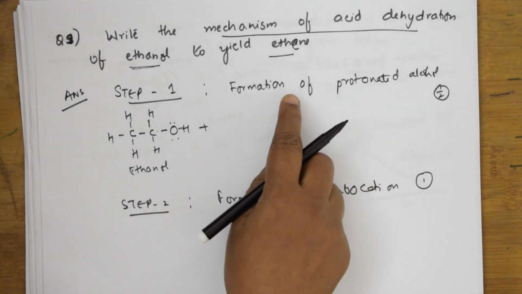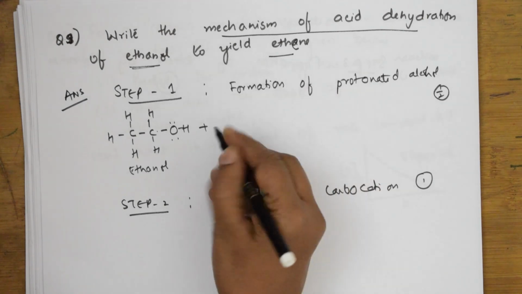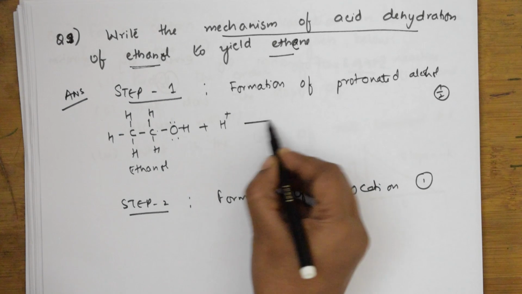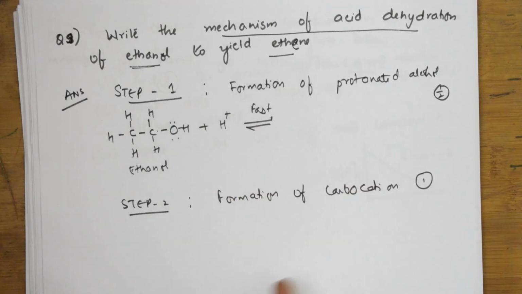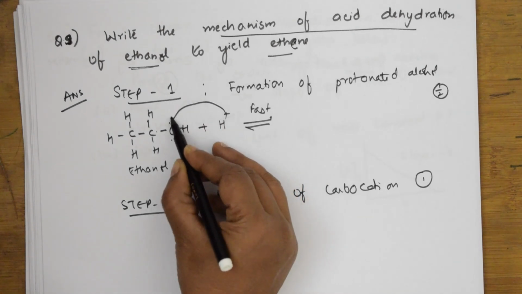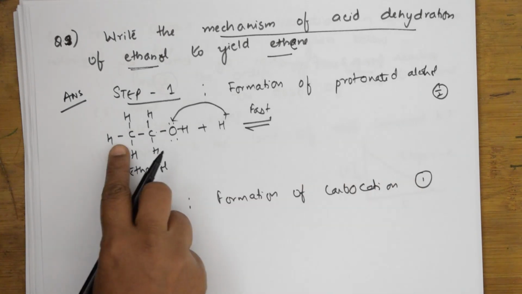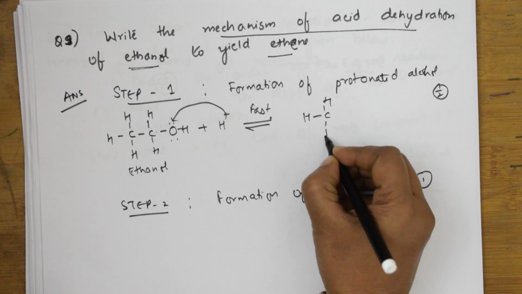Now we said formation of protonated alcohol means what? You need to add a proton to this. The reaction here is very fast. First protonated alcohol, then formation of carbocation. Now this is H plus. This H plus attacks the oxygen atom which has a pair of electrons. Then what do I get? I am going to copy the same thing. Hydrogen, carbon with 3 hydrogens.